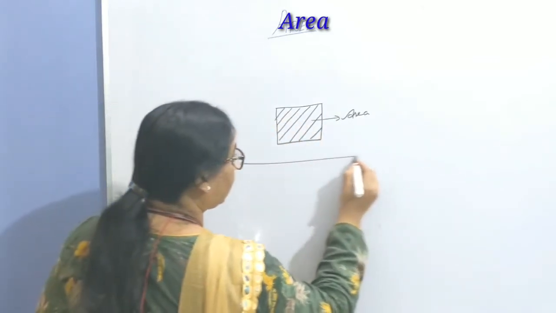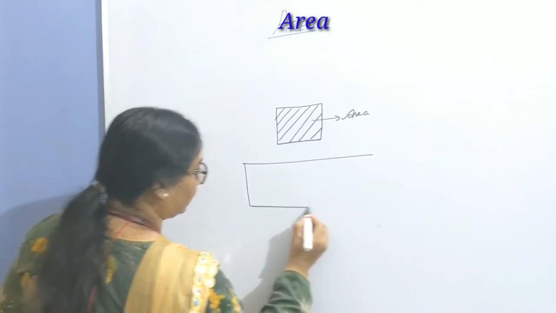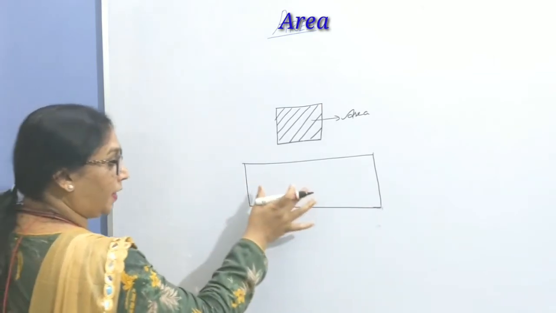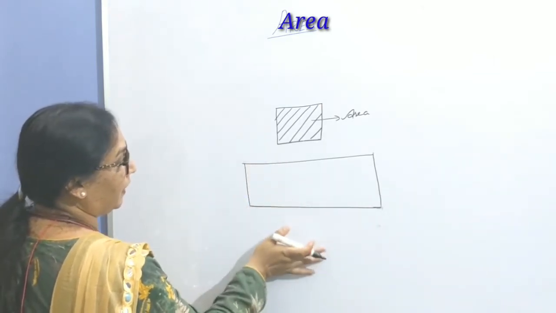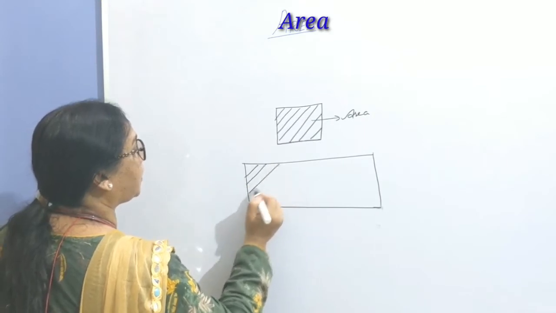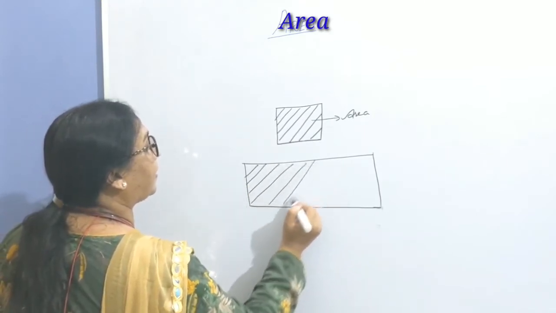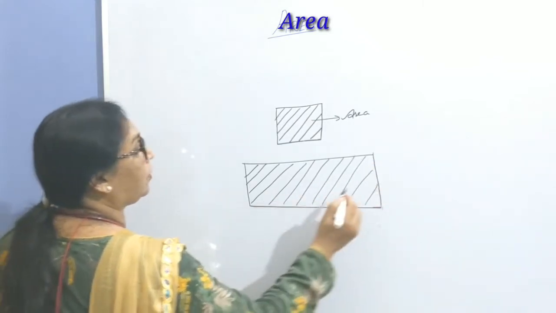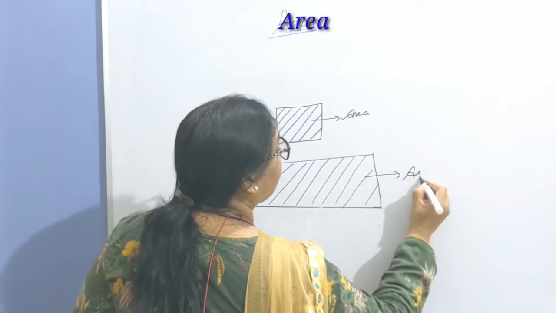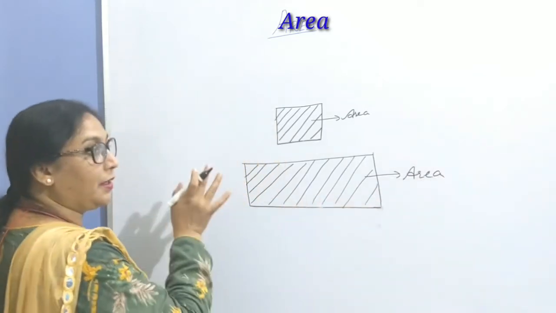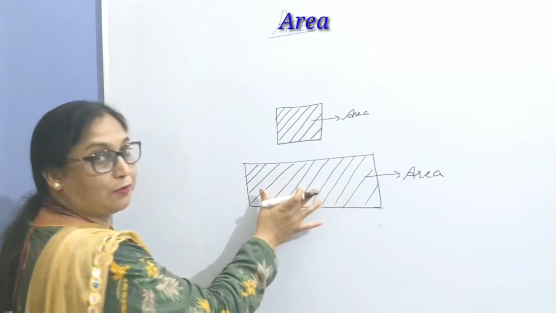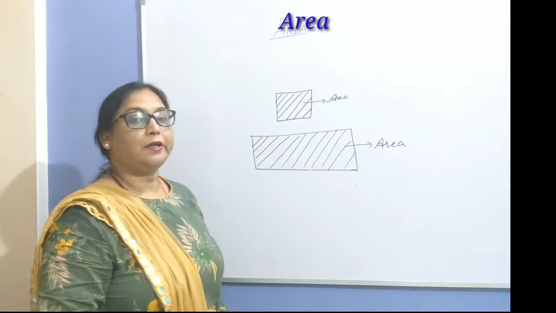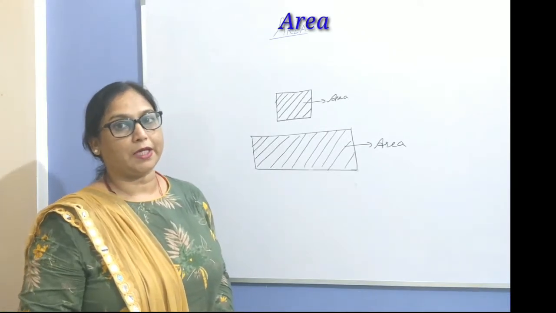If I take one more shape, a rectangle, it is a closed plane figure. It encloses a part of the plane. Let us shade it. This portion is covered by the rectangle. Then we can say the size of this enclosed portion is called area. Because the shape is a rectangle, we say it is the area of this rectangle.